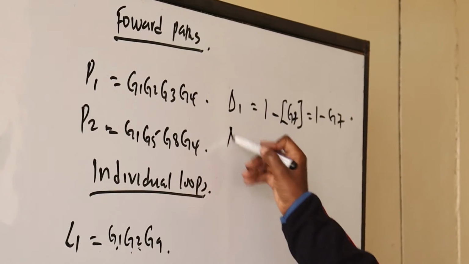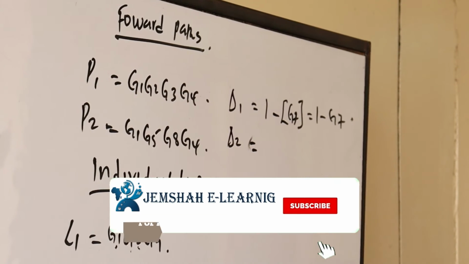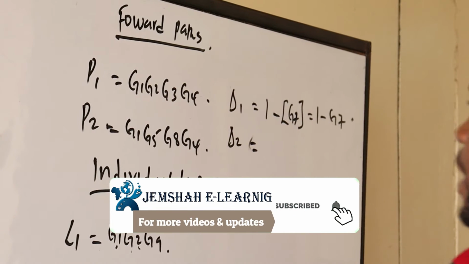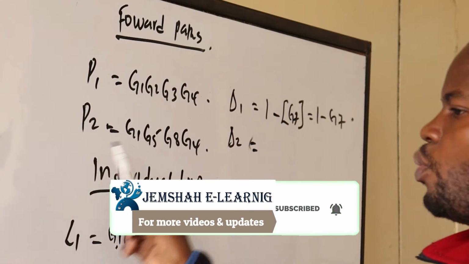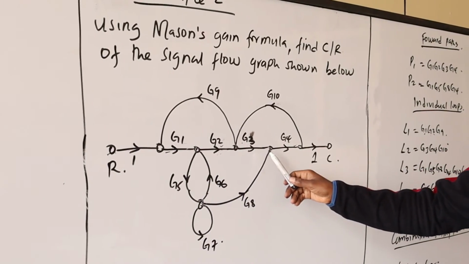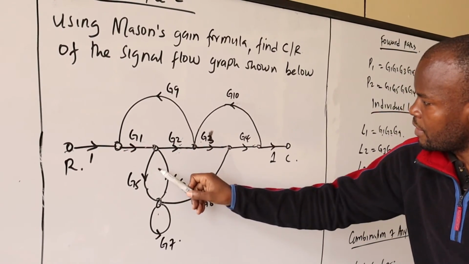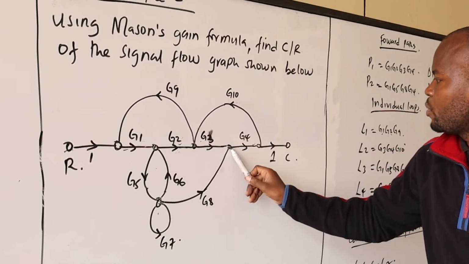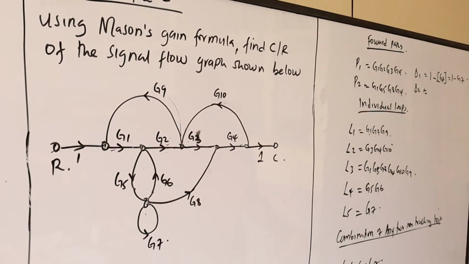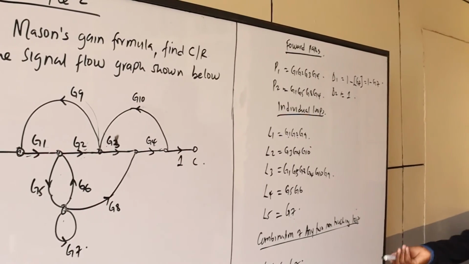We go to the second one. Is there a loop that it doesn't touch? Looking at the second path, G1, G2, G1, G5, it has touched that loop, it has touched that loop, and again it has come to that, it has touched that loop, and it has touched that loop at that point. And therefore, its determinant will be 1. Then we can now get the overall determinant.